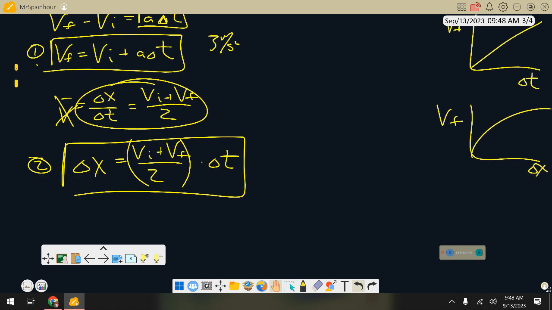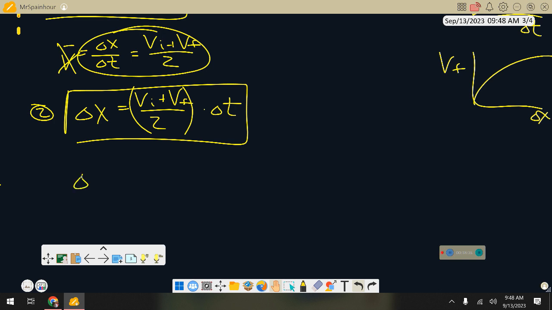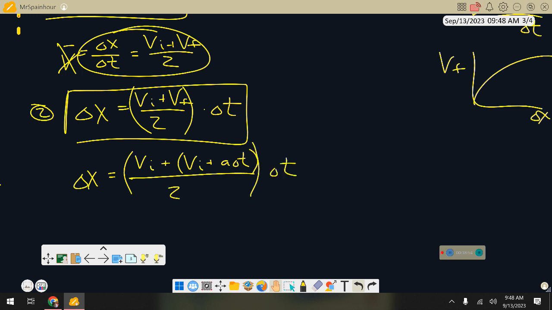So what I'm going to do is take 1, and we're going to substitute it into 2. VF is nicely already solved for right here. So VF is the exact same thing as this here, so instead of VF, I'm going to substitute this right here. I'm going to rewrite this equation, delta x equals, and wherever I put parentheses, it's very important when you substitute to help yourself understand it. So plus, in parentheses, I'm also going to write VI plus A delta T, and that's all over 2 times delta T.